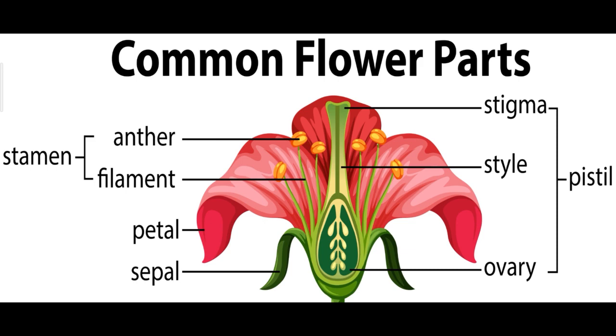The other two parts are the reproductive parts. Stamen is the male part and pistil is the female part. Stamen consists of two parts. The top one is the yellow one, that is called anther, and the tube-like structure is called filament. Anther and filament together make the stamen. Next is the female part. The top one is stigma, the middle part is style and the bottom part is the ovary. These three parts make up the female part called pistil.